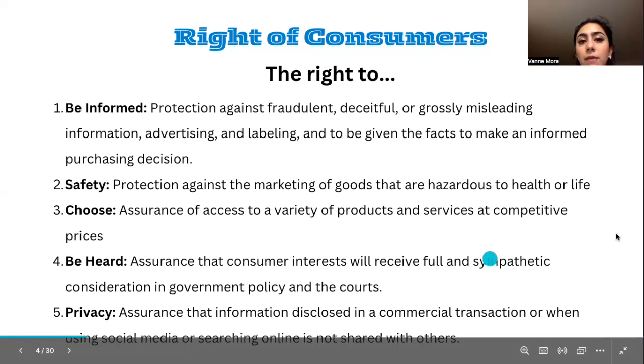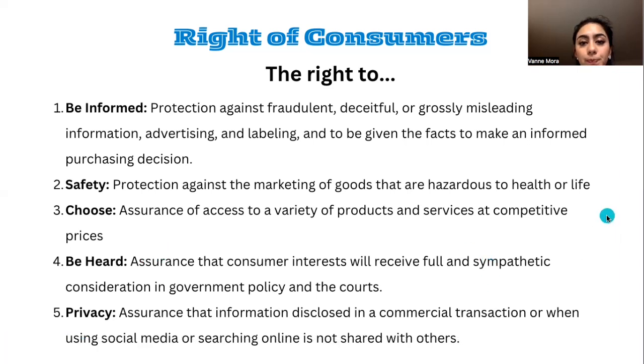Then we have the right to choose. This is an assurance of access to a variety of products and services at competitive prices. An easy example is when you go to the supermarket and you are free to grab and choose any of the products available. And then we have the right to be heard. This assures that consumer interests will receive full and sympathetic consideration in government policy and the courts.